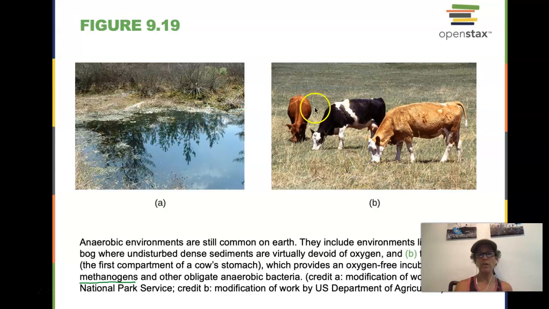And we also have the cattle here to demonstrate the rumen. Cattle have 4 compartments in their stomachs, and so do other ruminants. So the first compartment is an oxygen-free incubator for methanogens and other bacteria that are obligate anaerobes. They require the lack of oxygen. And so those bacteria in the rumen of the cattle's stomach are operating in the absence of oxygen.